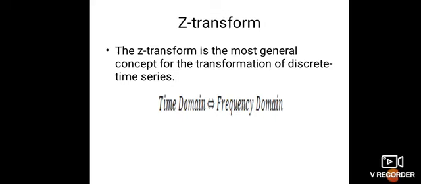That means it is converting from the time domain to the frequency domain. One time domain signal is converted to a frequency domain signal. Here the term Z is basically a complex variable, which I am taking equal to e to the power j omega, where omega is real and mod z is equal to one.